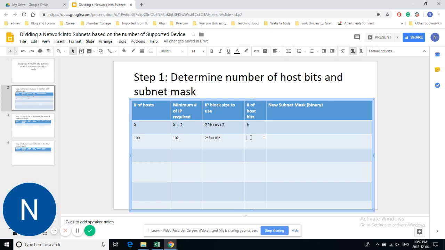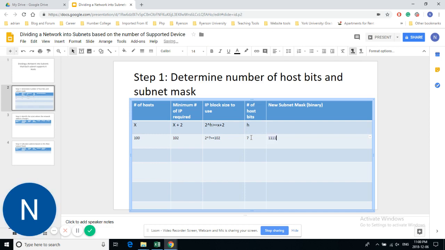Okay, so 2 to the power 7, the 7 is h, the power of 2 that is just above the number of IP addresses you need. We got 7. So the number of host bits we need in the subnet mask is 7. Now the subnet mask is 32 bits, like an IPv4 address, and it consists of either 0s or 1s, all the 1s on the left side, all the 0s on the right side. So 7 host bits means we need 7 zeros. That tells us 32 minus 7, 25 ones. So I will write the subnet mask in binary, 25 ones and 7 zeros.